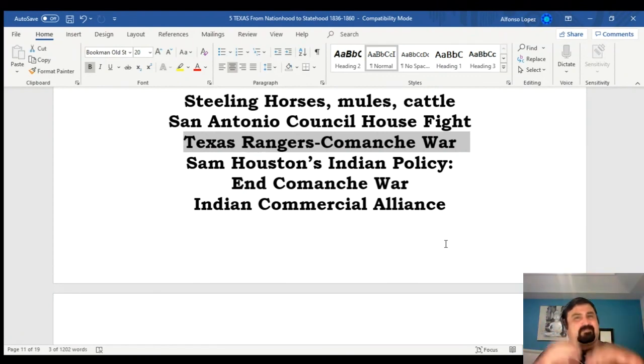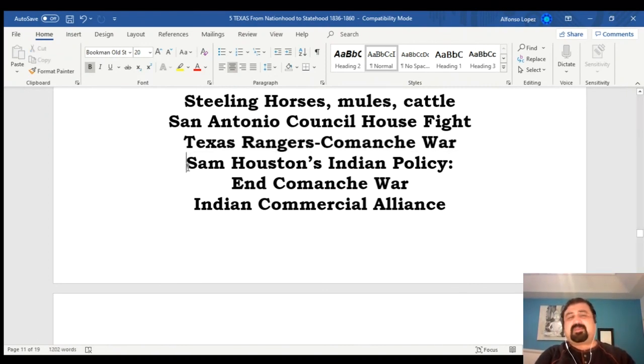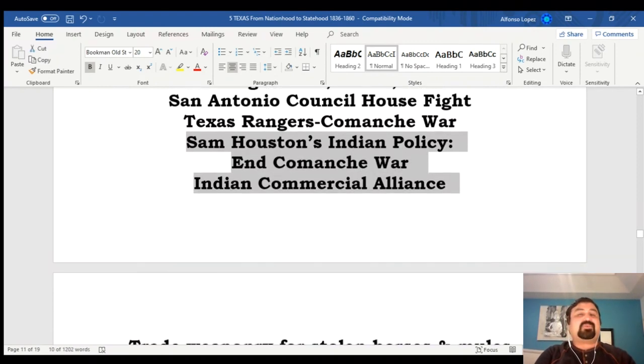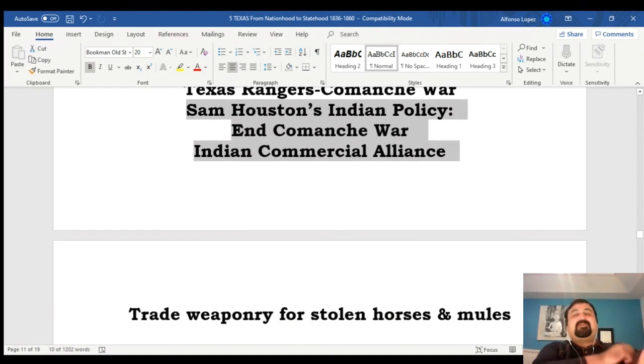So it was a very costly endeavor. This was a very costly war that was draining the finances of Texas. Finally, Sam Houston comes in and puts an end to the Comanche War by creating an Indian commercial alliance with them. He's able to talk to different tribal groups and make peace.